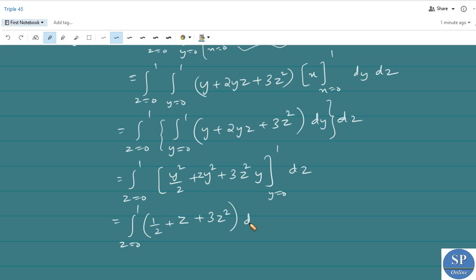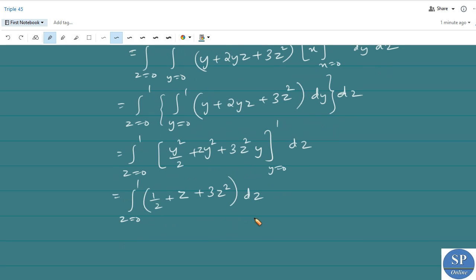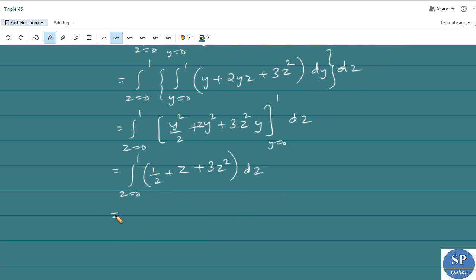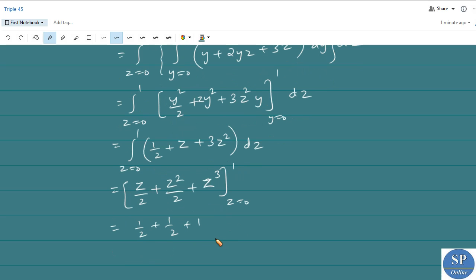dz. Integrating again with respect to z, we get z by 2 plus z square by 2 plus 3z cube divided by 3, with z from 0 to 1. So this is equal to 1 by 2 plus 1 by 2 plus 1 minus 0 minus 0 minus 0. So this is 2. So the value of the surface integral is nothing but 2. Clear?